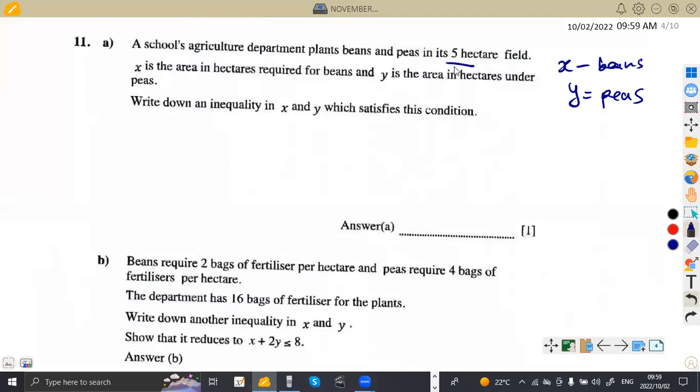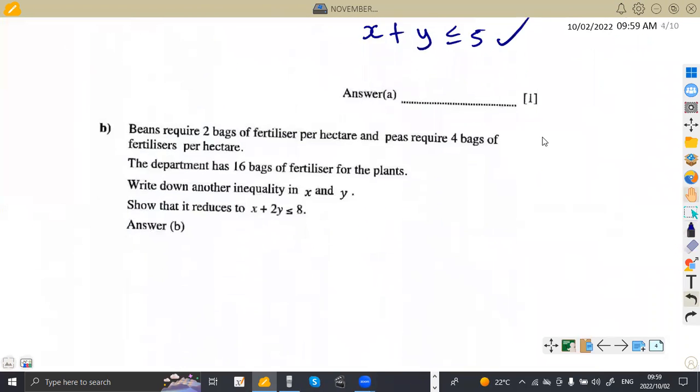So guys, we have got 5 hectares to use. So if we plant the beans or we plant the peas, whatever we're going to get should be less than or equal to 5, because this is the only amount of land that we have. So it can be equal to that or be less than that. All right, so that was the first inequality. Then we move on to the other one.